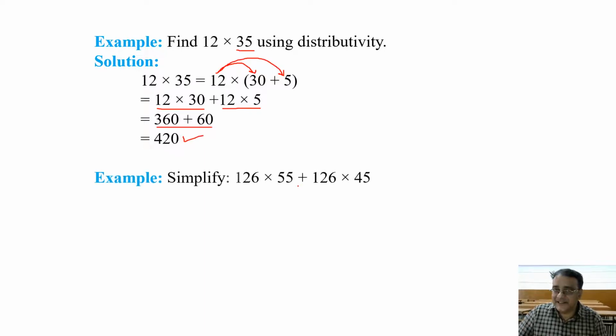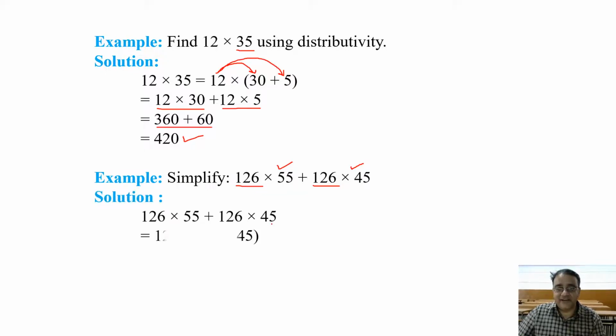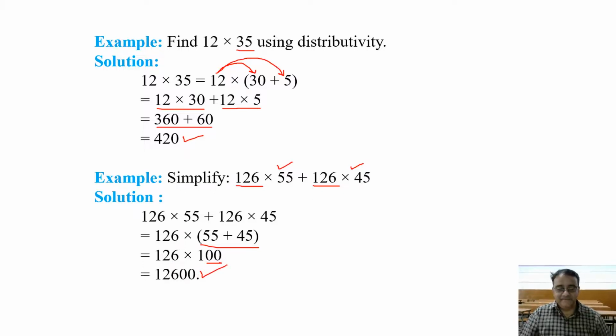Let's look at one more example. Now this is the reverse. Here 126 is common. If we take 126 common, 55 remains here and 45 is left here. So we can write 126 into (55 plus 45). Now 55 plus 45 is 100. Multiplying by 100 is very easy. We have to put two zeros with 126. So this is the final answer, 12,600.